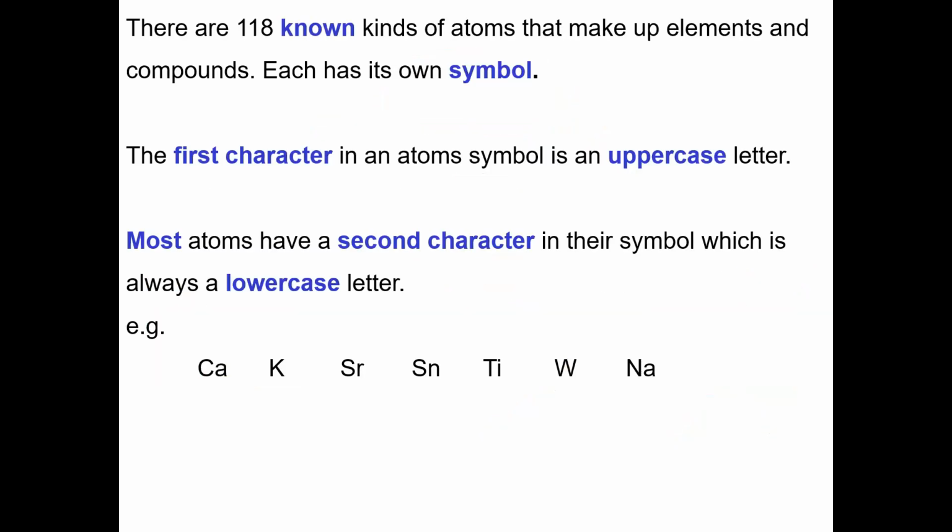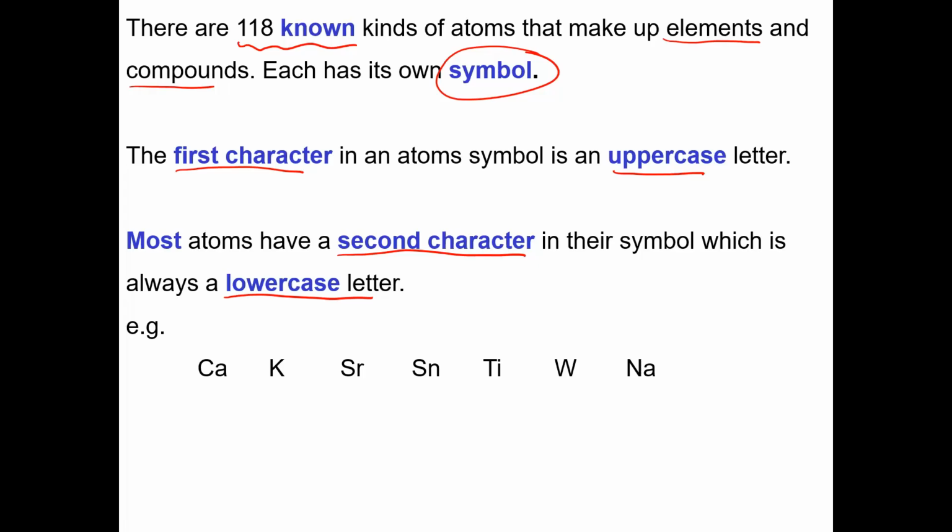So returning back to our atomic theory, we now know that there are 118 different kinds of atoms that make up all of the elements and compounds in our universe. Every type of atom has its own symbol. The first character in an atom symbol is always an uppercase letter. Most of the atoms have a second character, and if they do, that second character is always a lowercase letter.